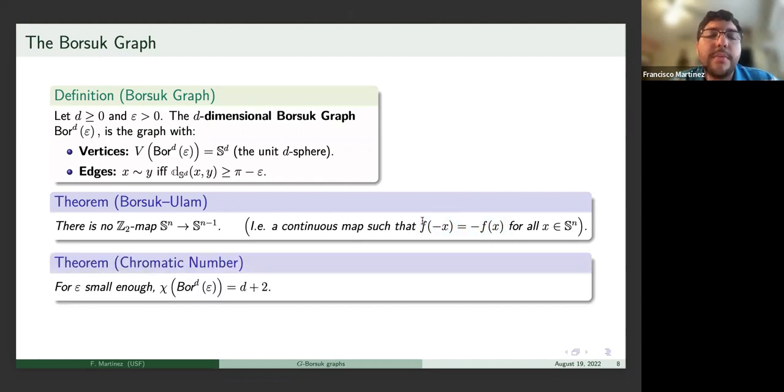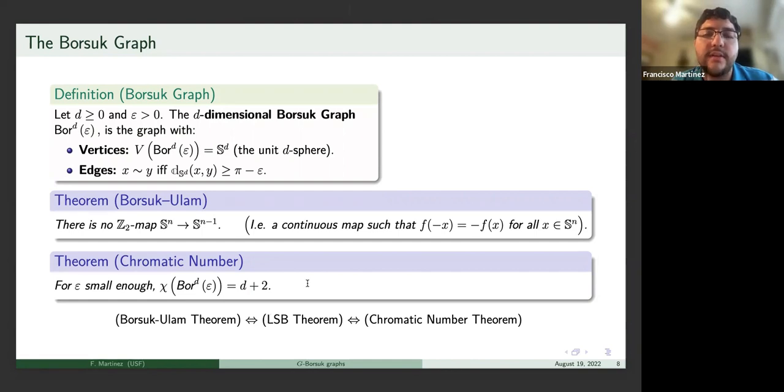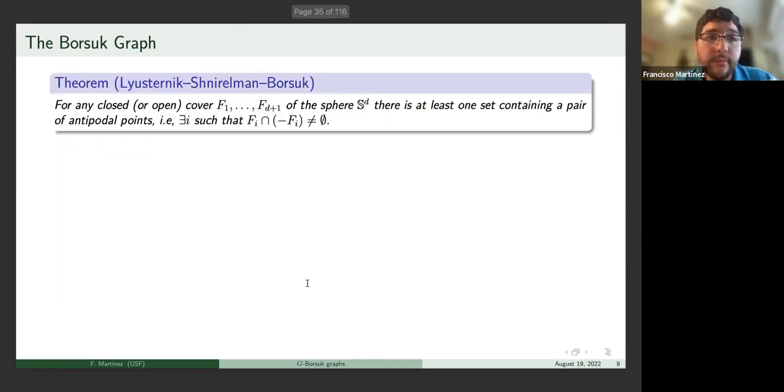So the chromatic number of these Borsuk graphs, where the vertices are the whole unit sphere, for epsilon small enough is exactly d plus 2. What is interesting is that this theorem is actually equivalent to the Borsuk-Ulam theorem. The easiest way to see that they are equivalent is by looking at their equivalence to another theorem, the Lusternik-Schnirelmann-Borsuk theorem. So let me tell you about that theorem.